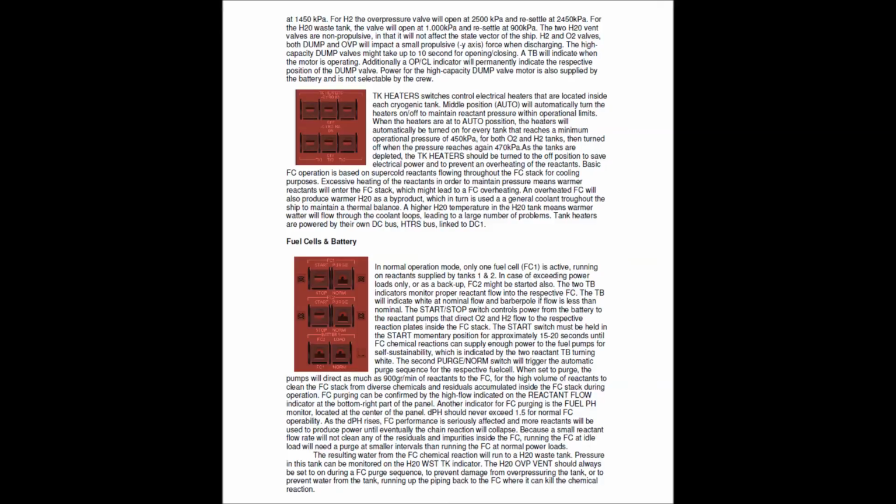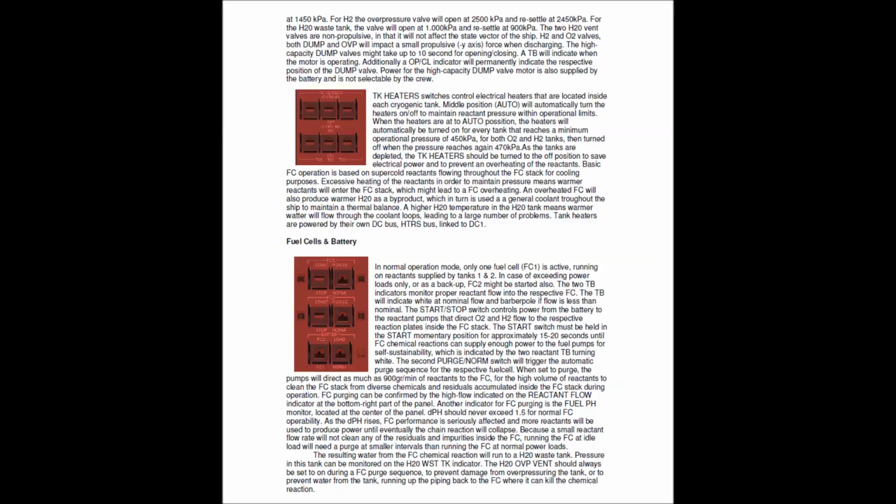Because a small reactant flow rate will not clean any of the residuals and impurities inside the fuel cell, running the fuel cell at idle load will need a purge at smaller intervals than running a fuel cell at normal power loads. The resulting water from the fuel cell chemical reaction will run to an H2O waste tank.